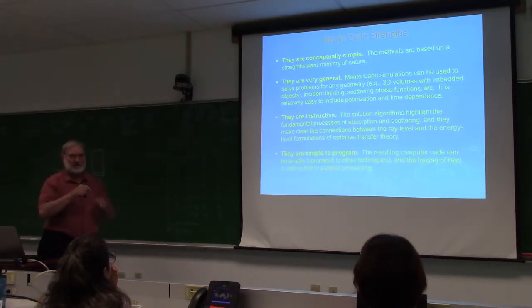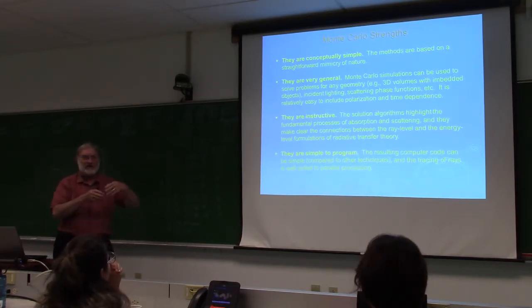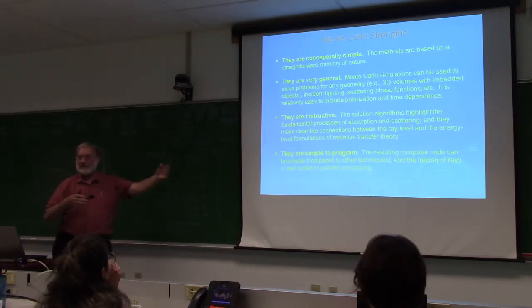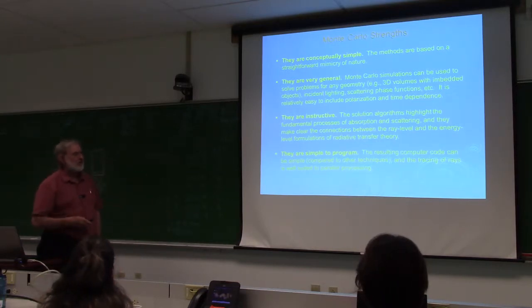You can look at things like what are the distribution of these photons after one scattering, after two scatterings, all of that sort of thing. You can look at average distances photons travel and so on. So you can't do those sorts of things with Hydrolite. And they're simple to program.